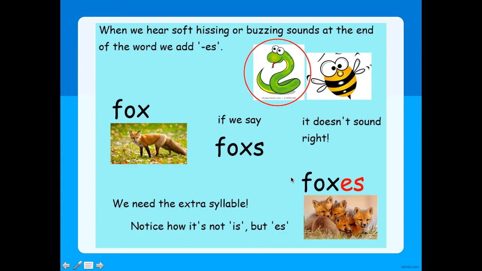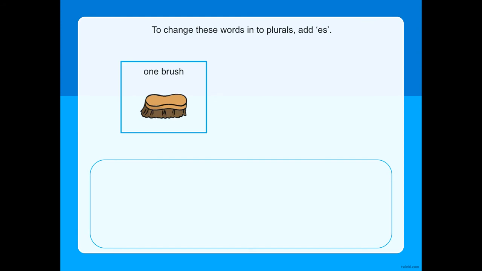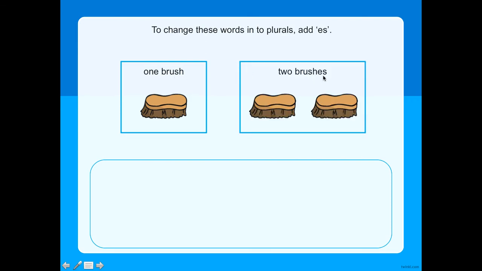So let's have a look at some words using this rule. So we can have 1 brush. It's got that soft hissing sound at the end of the word. It's got an SH grapheme. So we need to add the ES to say there are 2 brushes. Remember, we pronounce that ES as is. What would box become? It's got that X at the end. So it's going to become, that's right, boxes, with the ES on the end of the word, not just an S on its own.